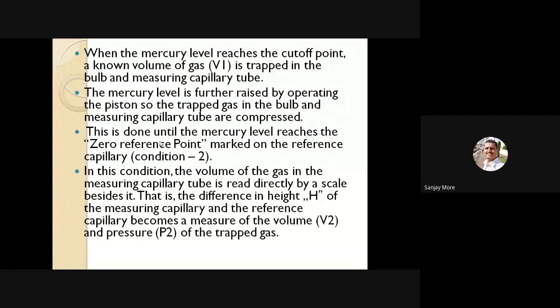Okay. This is done until the mercury level reaches the zero reference point marked on the reference capillary, condition 2. In this condition, the volume of gas in the measuring capillary tube is read directly by the scale beside it. The difference of height, capital H, of the measuring capillary and the reference capillary becomes a measure of volume V2 and pressure P2 of the trapped gas here.